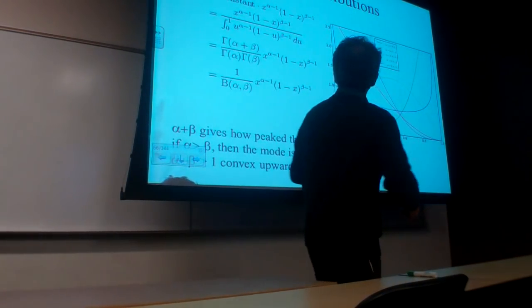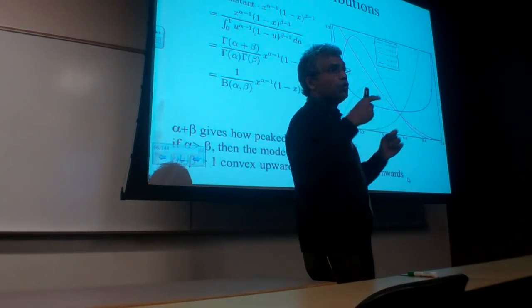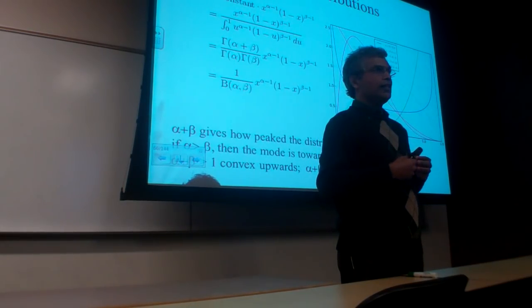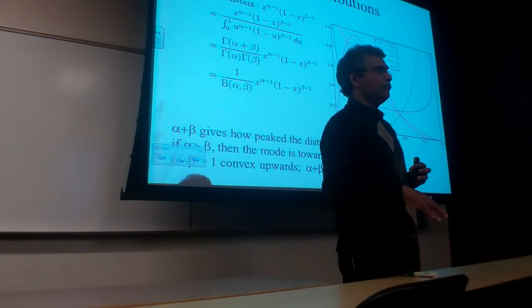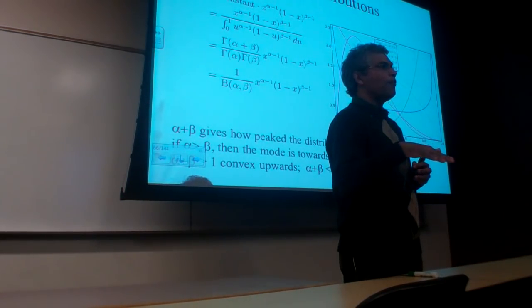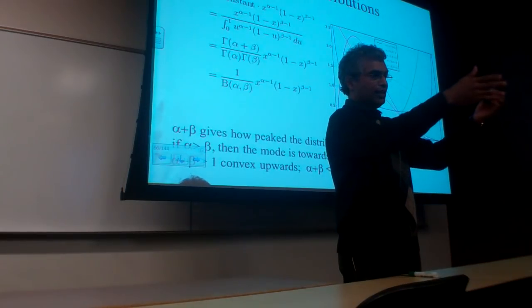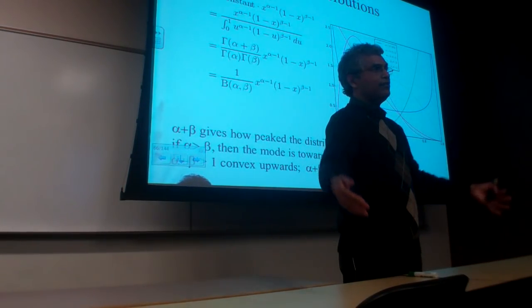Because alpha equal to 1, beta equal to 1, these two things become 0. The exponents become 0, and so you just have a constant. So it's a uniform probability. It's the uniform probability such that the area of that rectangle is equal to 1.